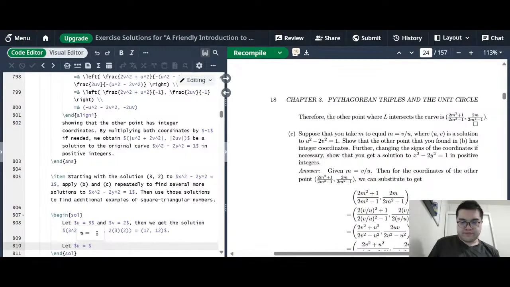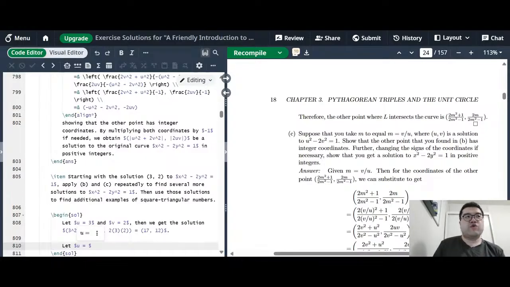Now, if we choose something like u is equal to 3, but then we won't be able to get -1 because we have 2v squared is going to be equal to 10. So this is not what we want. So let's say if we have u equals 5, then we end up with 25. 25 minus 2v squared is equal to 1 or -1.